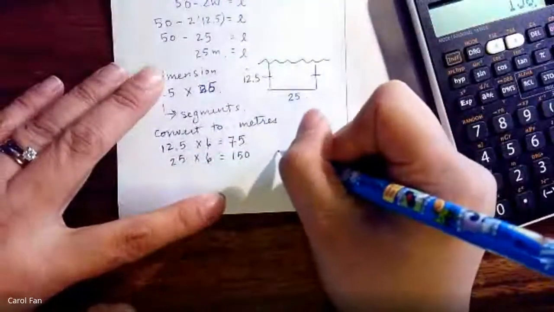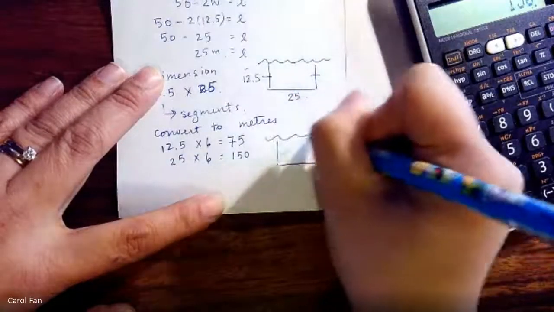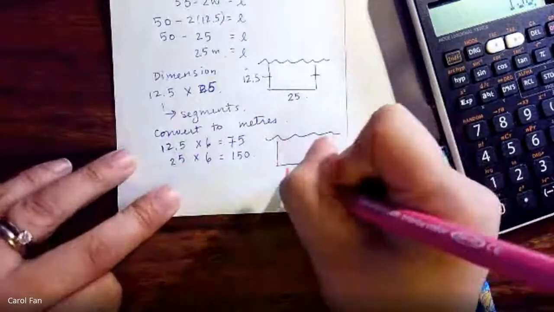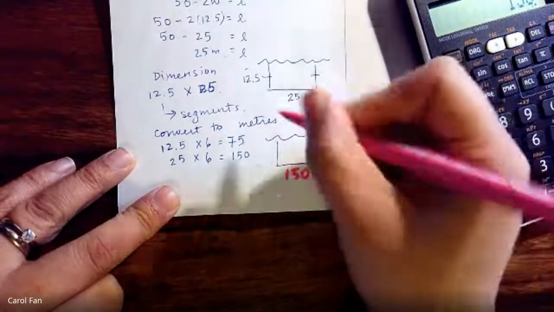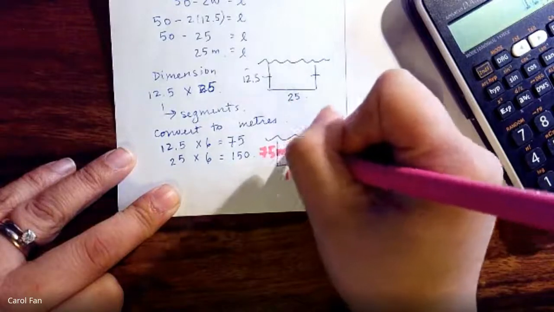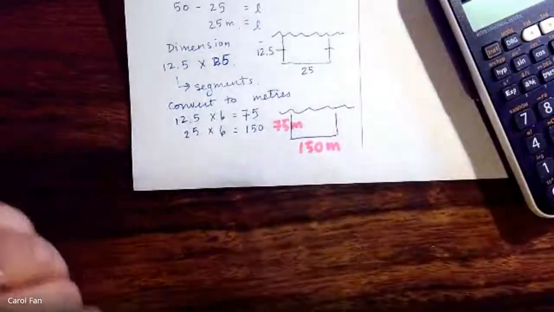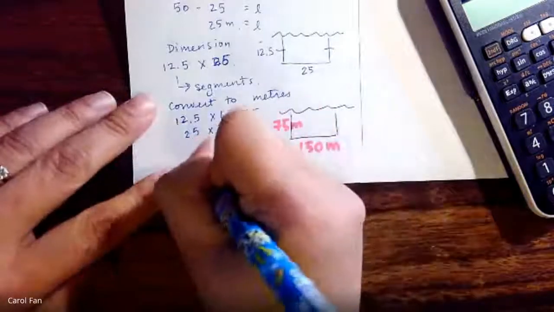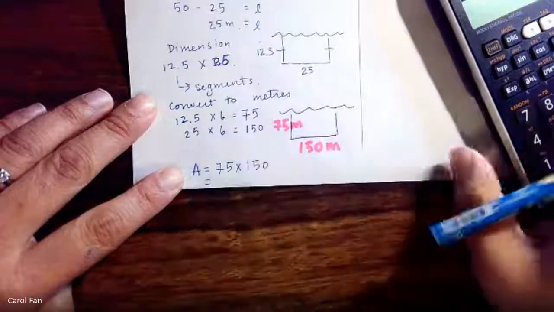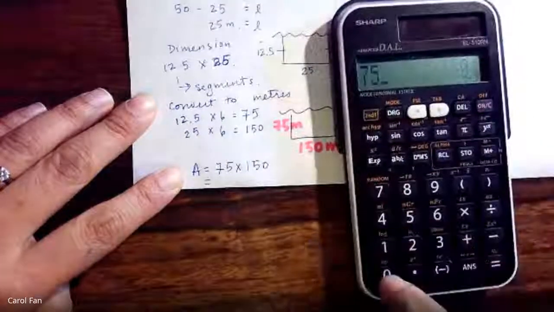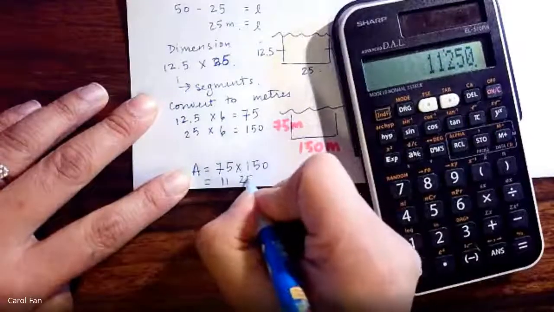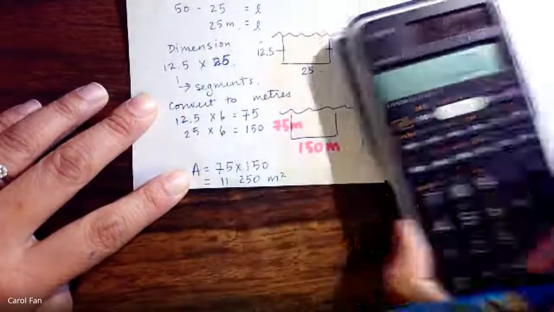So really, I could rewrite this as 150 meters, and our other side, 75 meters. Okay, now our area is 75 times 150, and we have 11,250 meters squared of swimming area.